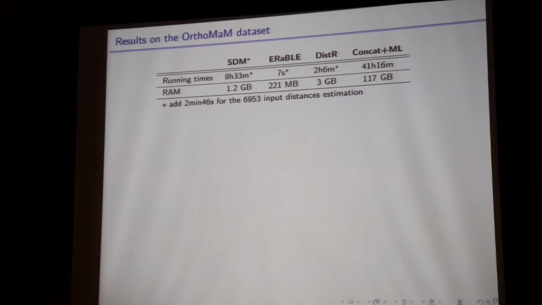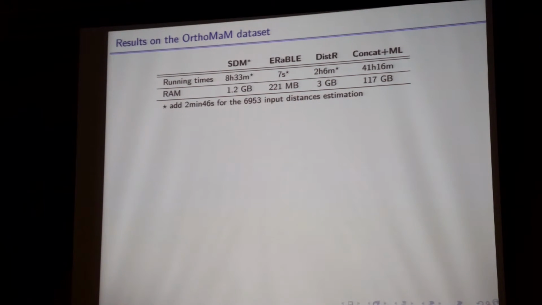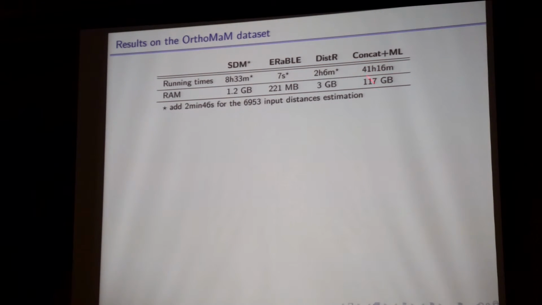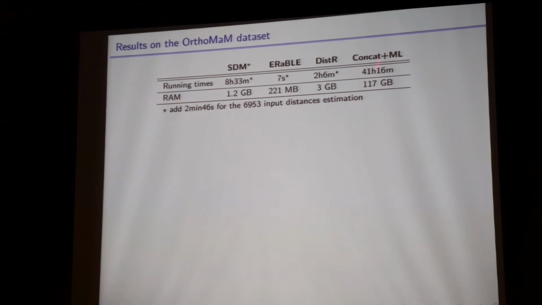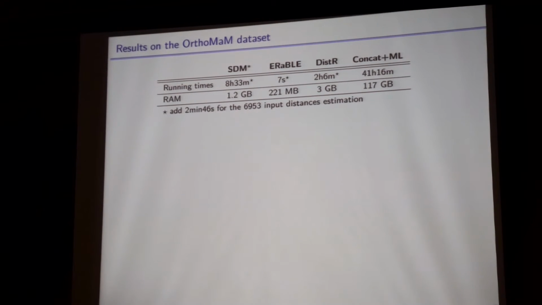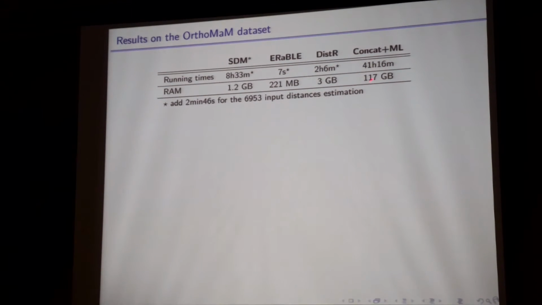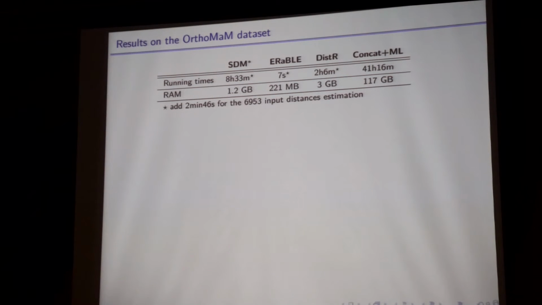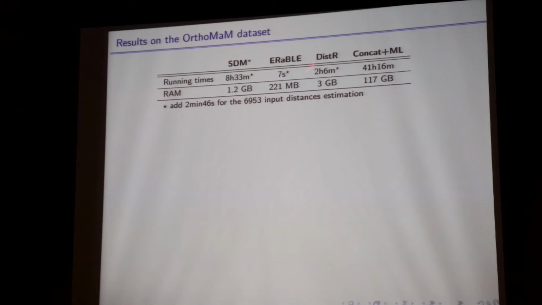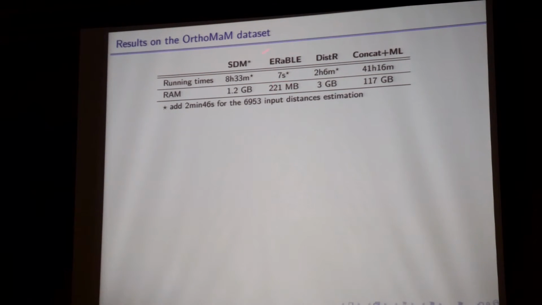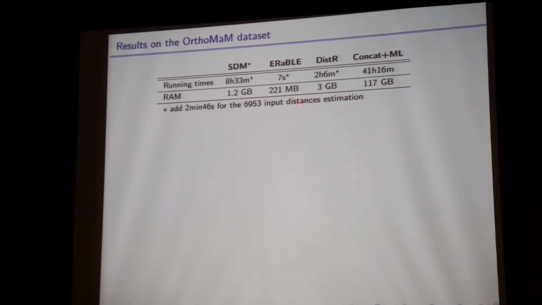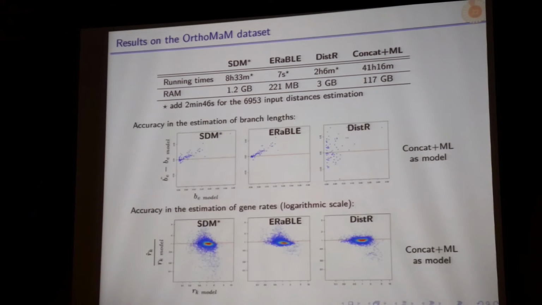For this data set, what is very interesting is the running time of the different methods. To estimate the branch lengths in the maximum likelihood framework on the concatenation of the gene alignments, you need around 2 days and more than 100 gigabytes of memory. So it's hard to do with a personal computer. With our method, we need a few seconds and only 200 megabytes.